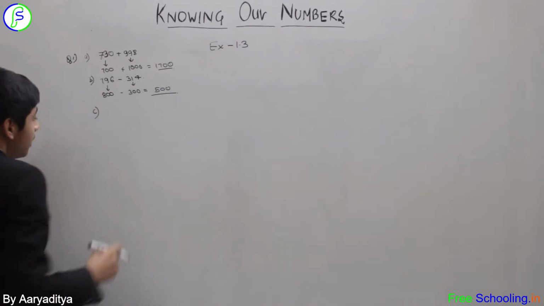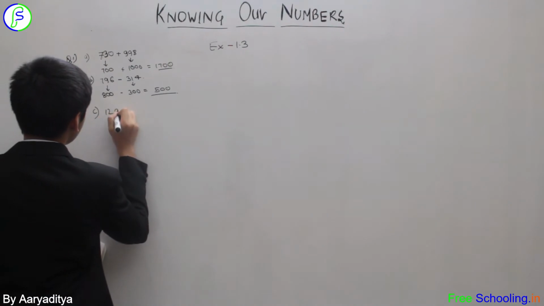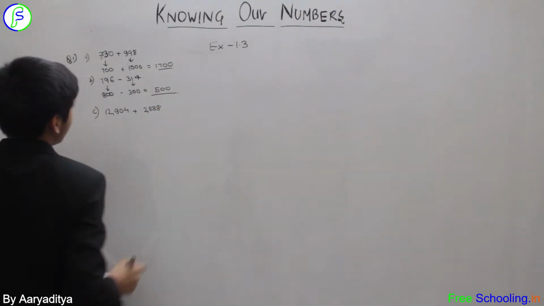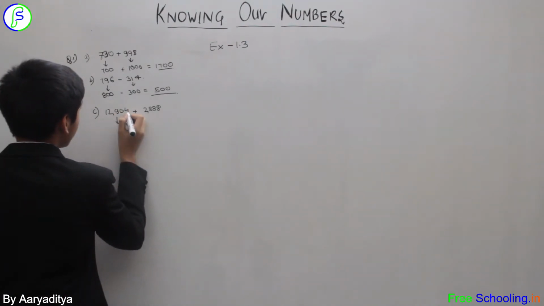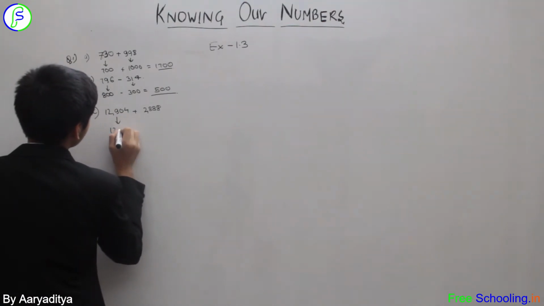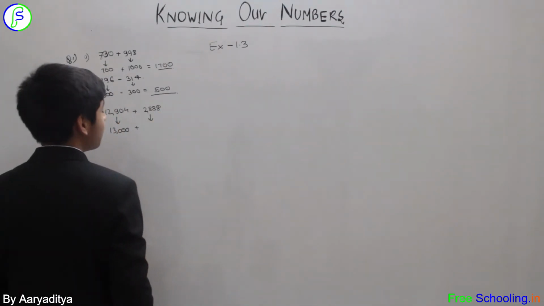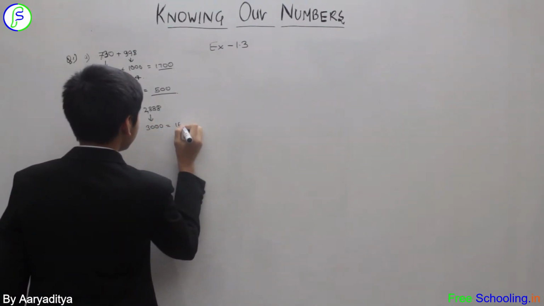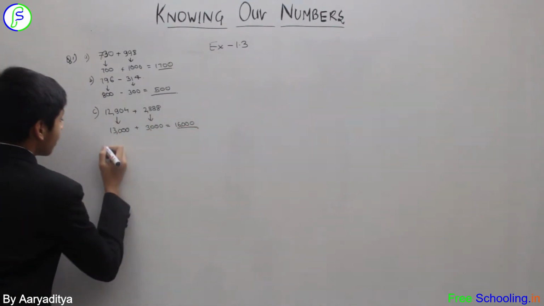Now let's proceed to the C part. What does C part say? It says 12,904, a great number, added with 2,888. So let's do this one. Estimating this one to the nearest 1000, we get 13,000. Estimating 2,888 to the nearest 1000, again we get 3000. Result, we get 16,000. It's that simple. Never forget to insert the commas.